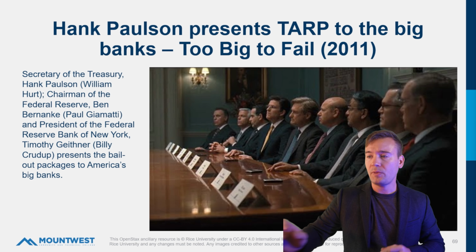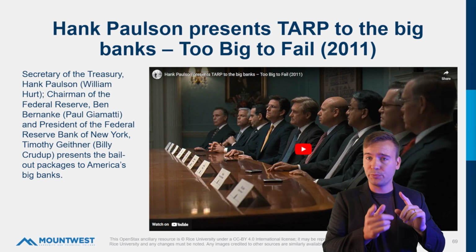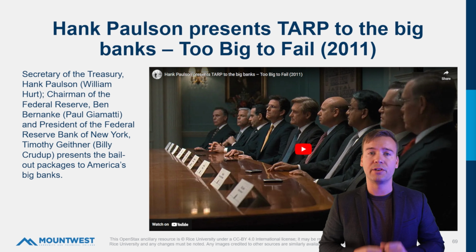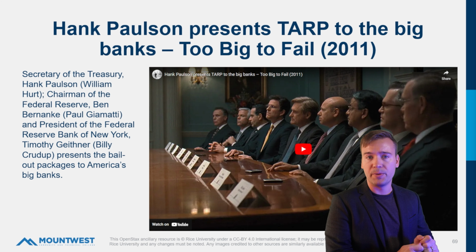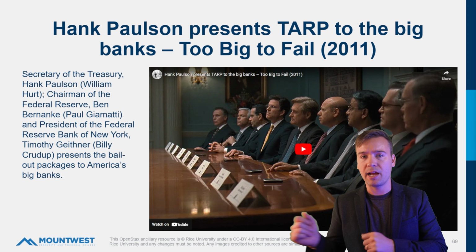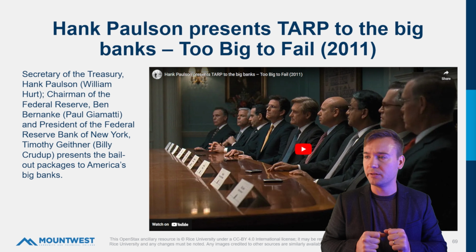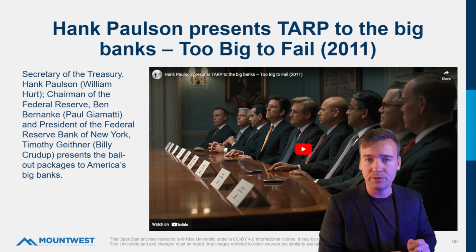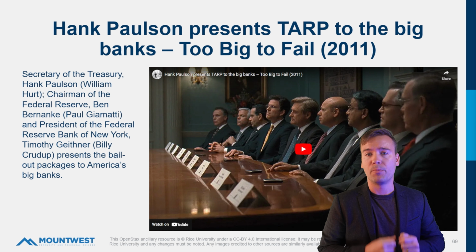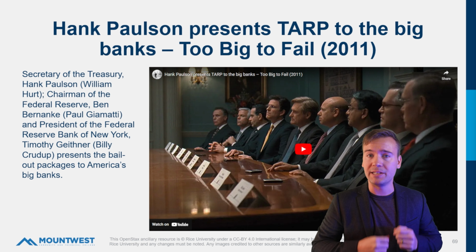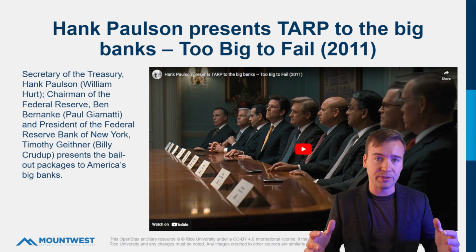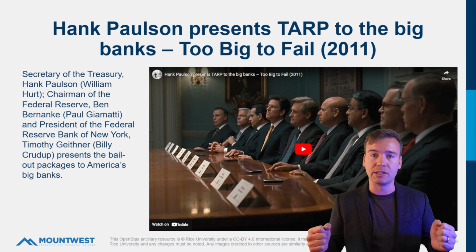Now, in the movie Too Big to Fail, we saw a clip of this with Ben Bernanke earlier in this series of videos. But this is a different clip from the movie, and I think it's a really interesting one because it's going to help us understand the context a little bit more. In this scene, Hank Paulson presents TARP. TARP was the Troubled Asset Relief Program, and he's presenting it to the heads of major banks. And it really captures an important moment during this crisis.